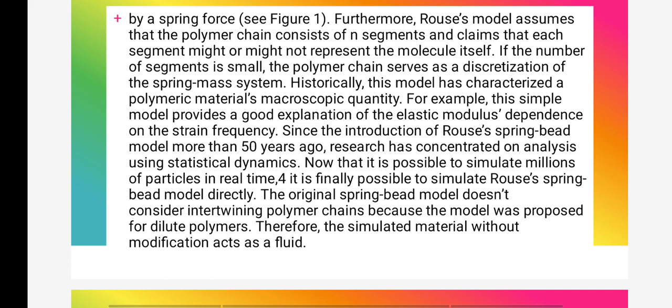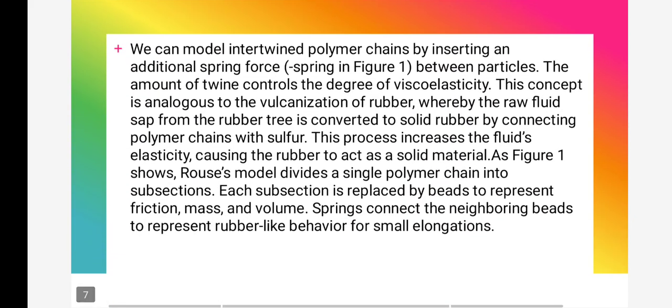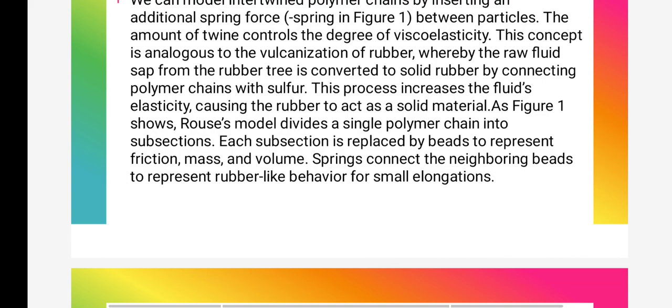The original spring bead model does not consider intertwining polymer chains because the model was proposed for dilute polymers. Therefore, the simulated material without modification acts as a fluid. We can model intertwined polymer chains by inserting an additional spring force between particles. The amount of pins controls the degree of viscosity. The concept is analogous to the vulcanization of rubber, whereby the raw fluid sap from the rubber tree is converted to solid rubber by connecting polymer chains with sulfur. This process increases the fluid's elasticity, causing the rubber to act as a solid material.